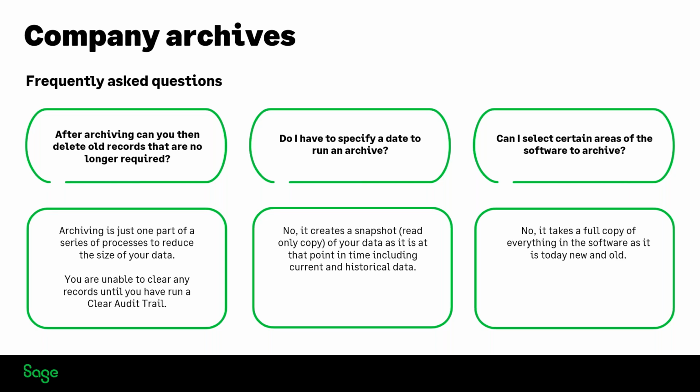The other one, and this normally comes from anyone that's familiar with the clear audit trail option: do you have to specify a date when you run an archive? As you've seen when we ran through that year end, we didn't. The only thing that was specified was the folder name and the description. So we didn't have to specify a date.